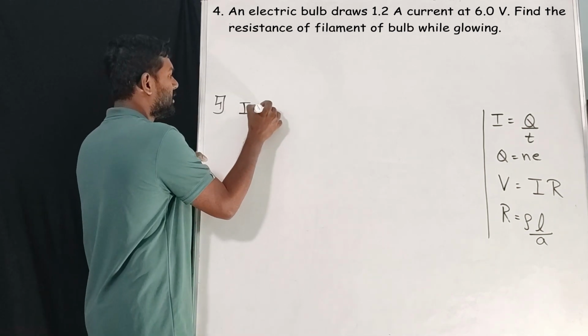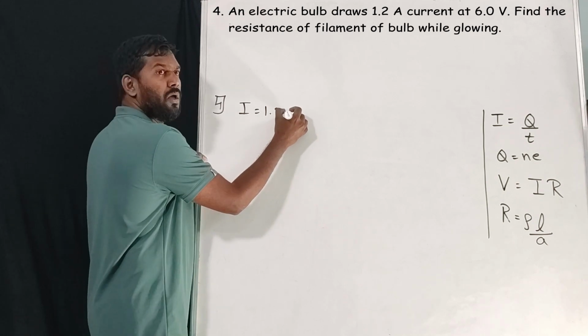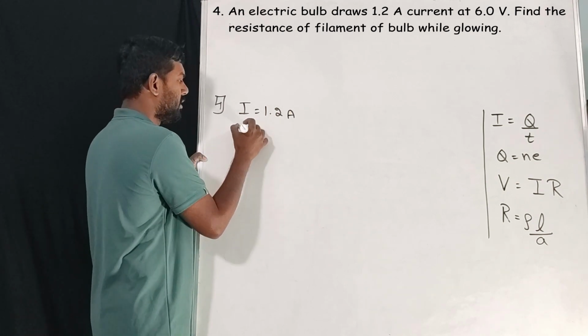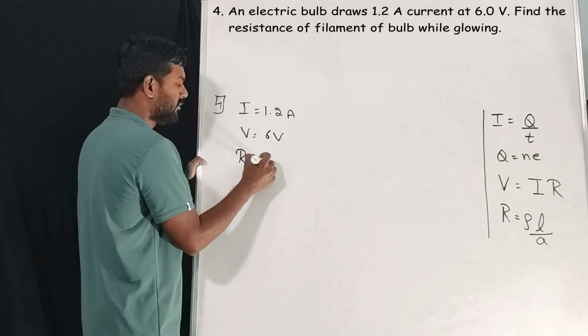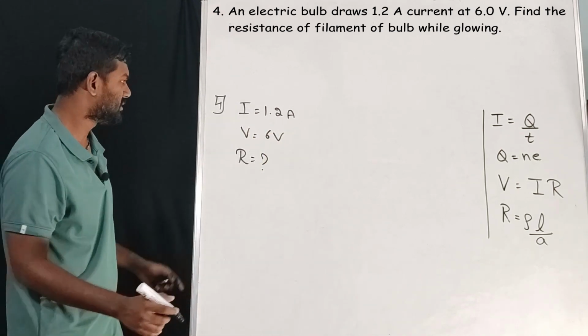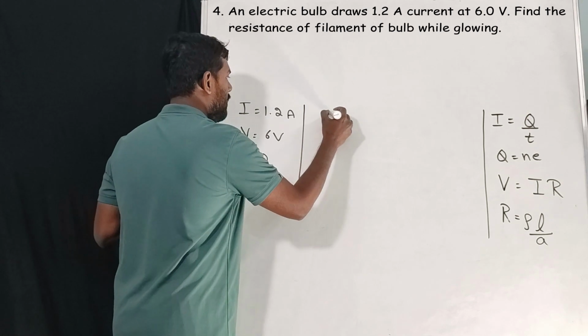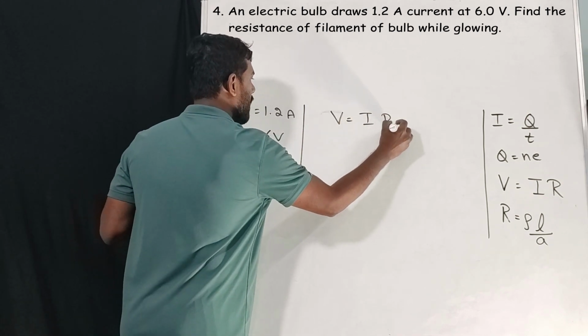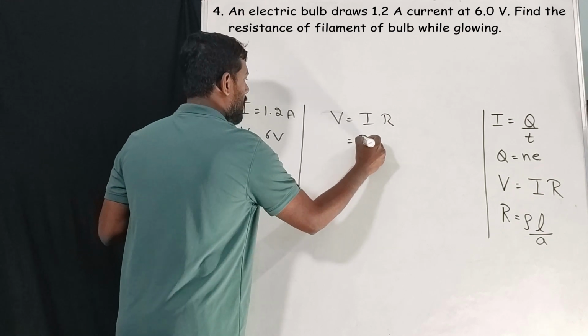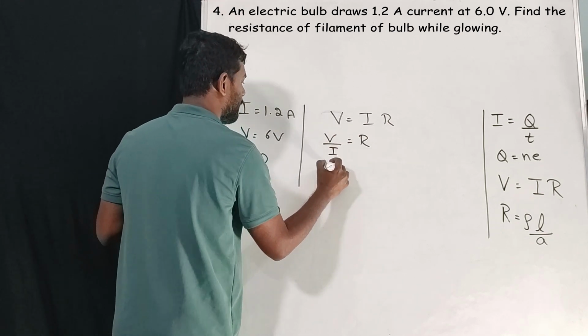Current is given, I is equal to 1.2 amperes. Then voltage is equal to 6 volts. We have to find the value of resistance. That's it. See, the same formula. V is equal to I into R. We need R. So R is equal to V by I.